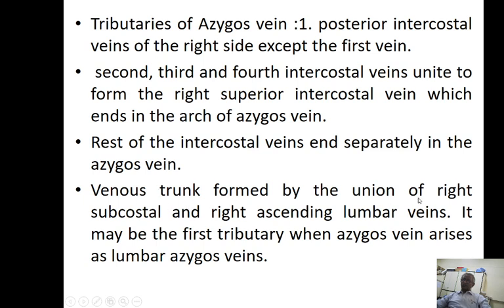A venous trunk formed by the union of the right subcostal and right ascending lumbar veins. This is also one of the tributaries. It may be the first tributary when the azygos vein arises as the lumbar azygos vein. So the tributaries are the posterior intercostal veins of the right side except the first vein. This is it.